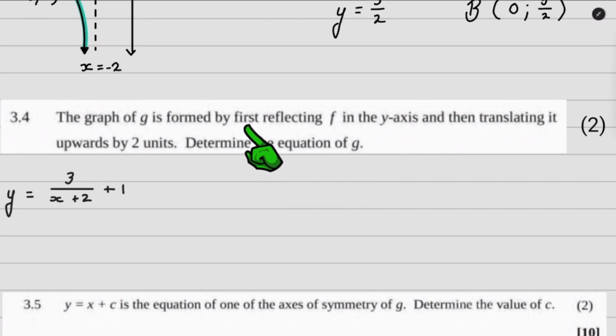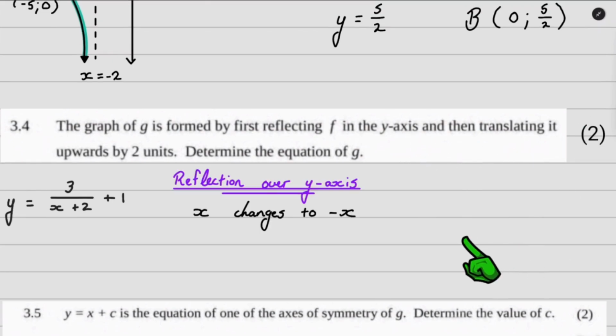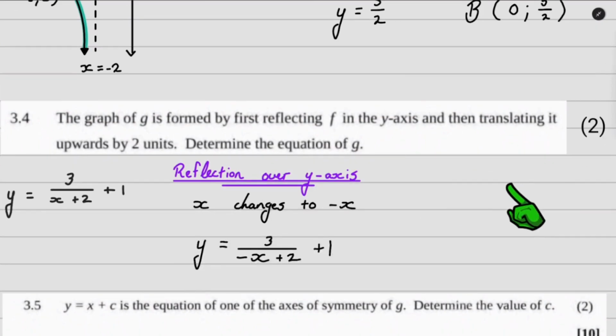So I'm going to start with the first transformation, which is a reflection over the y-axis. Now when I reflect over the y-axis, only one thing changes. X changes to negative x. So I'm going to do exactly that. I'm going to grab my old equation and I'm going to change x to negative x. So all that changed, x, negative x, done. That's the equation after it's been reflected over the y-axis.